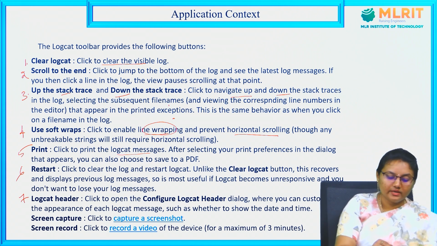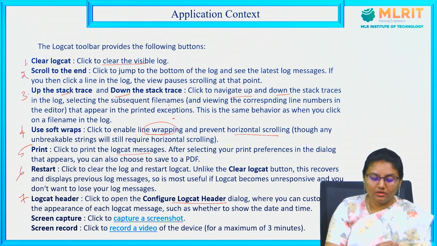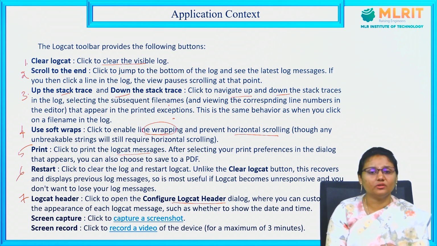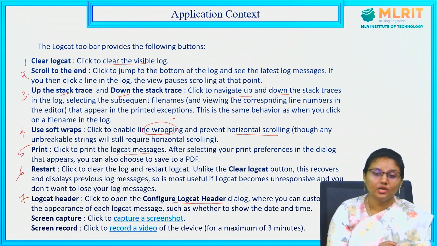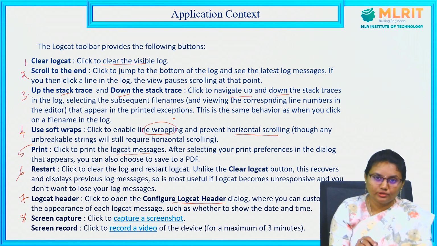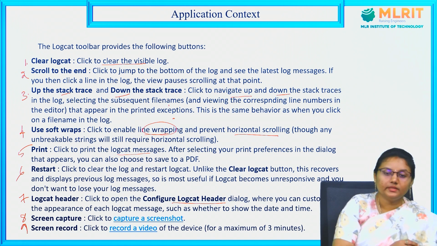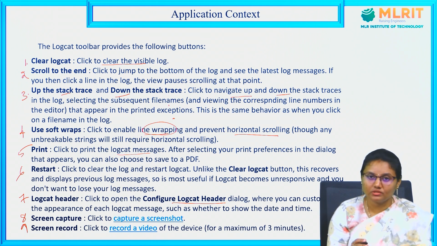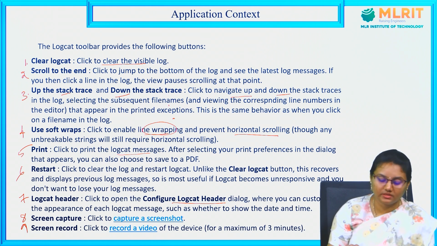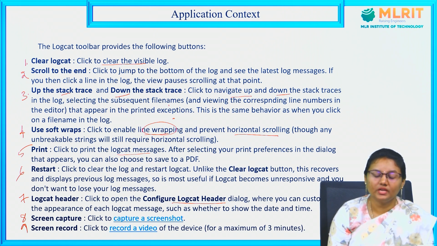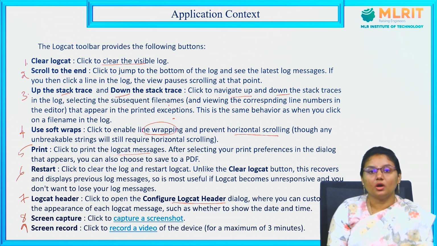Then Logcat header, so you will get a configure Logcat header dialog box. Again here also you can customize the things and you can show the date and time. And screen capture, where you can take the capture of your outputs. And the screen recording, where you can record everything, whatever the application you are running. If you wanted to know the step-by-step process, simply you can record it and you can save it. So these are the different application contexts that we have for the Logcat application.